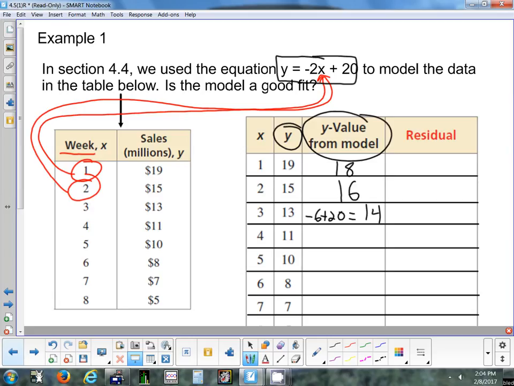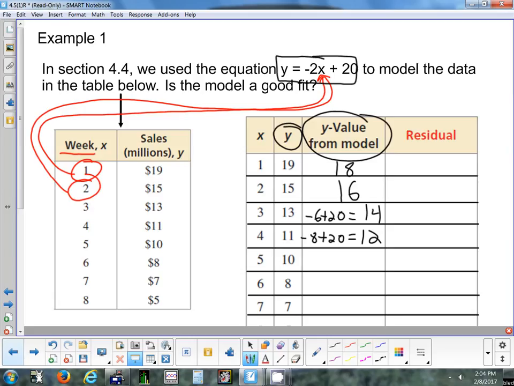Next x value I plug in is what? Plug in 4. Negative 2 times 4, Vanessa. Negative 8. And then we're going to add 20. We get 12. Again, the model's giving me a value that's pretty close. So far, the model hasn't given me anything exactly right yet, but it's close.